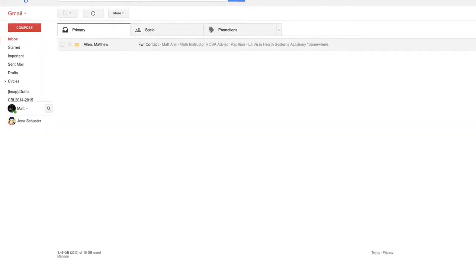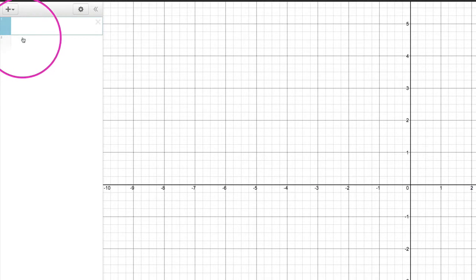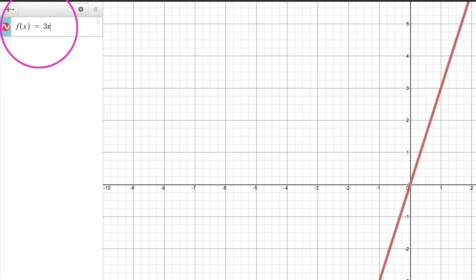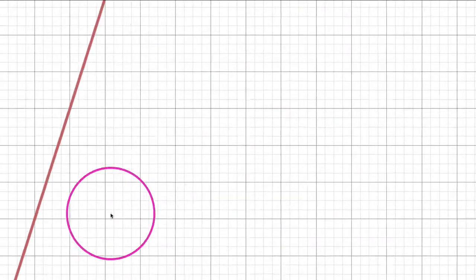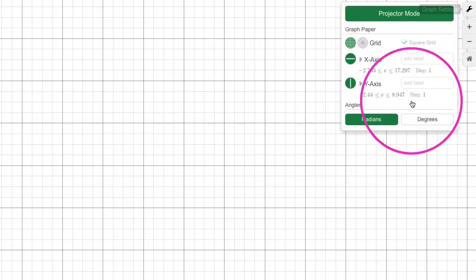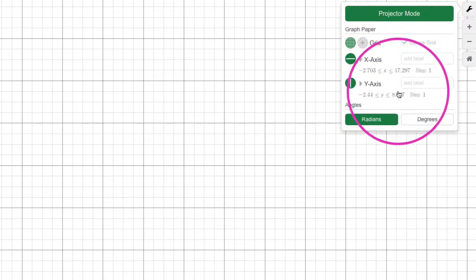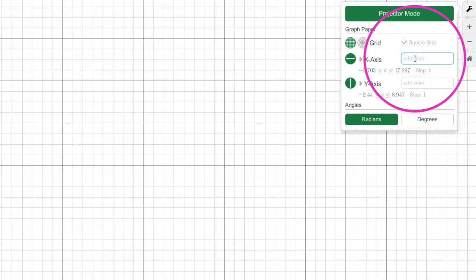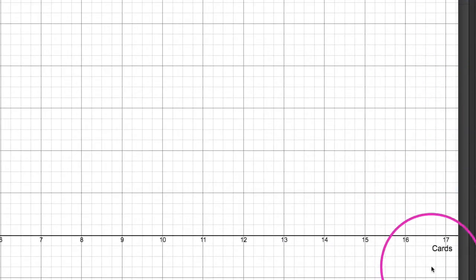So going to Desmos, f of x, this is our revenue equation. We have 3 times the number of cards. And the very, very first thing I want to do here, because we're trying to answer this question of how much we're going to make at 200 cards, I'm going to go up here to graph settings, and you'll notice that it says x-axis and y-axis. I'm going to add a label. And I'm going to say, well, the x-axis represents our cards. You can see that that shows up down here.